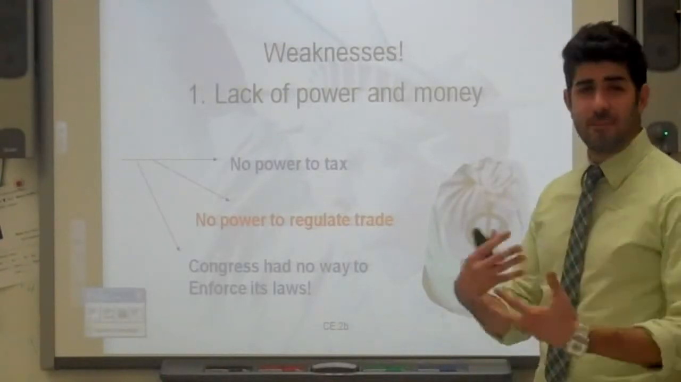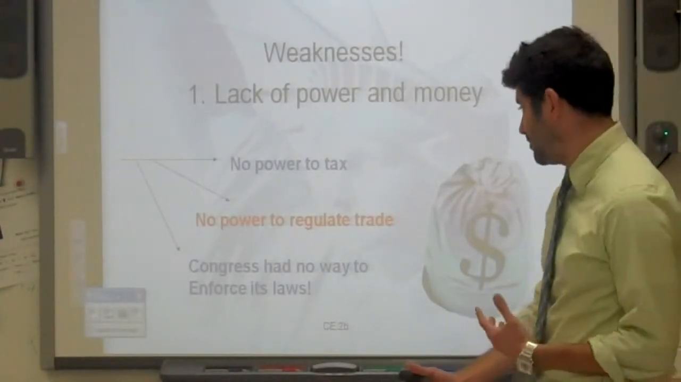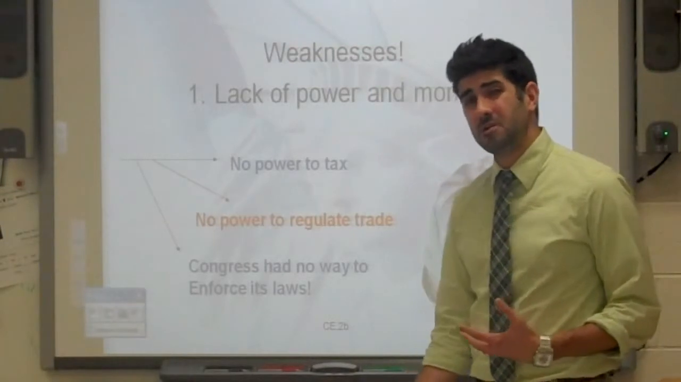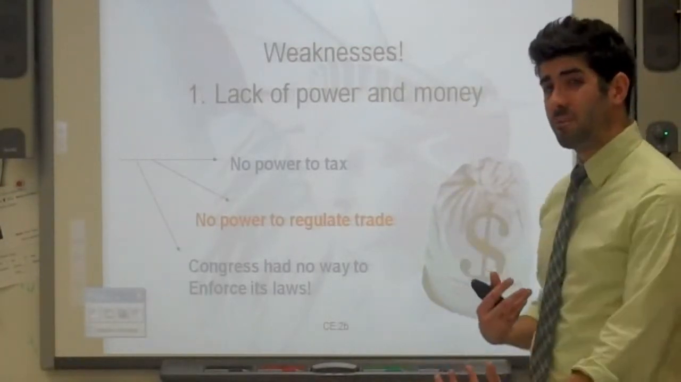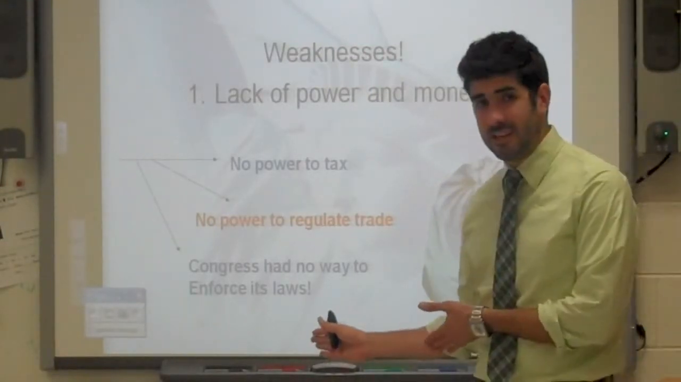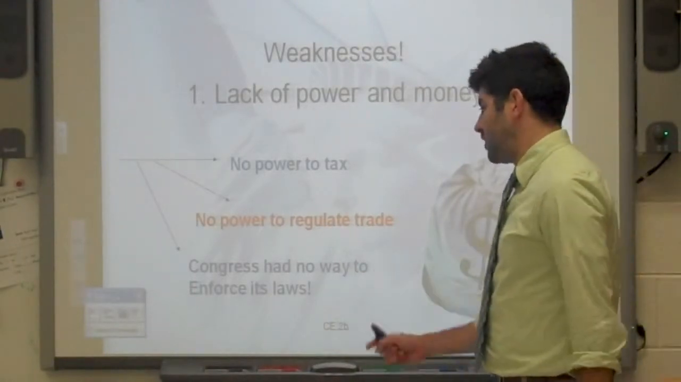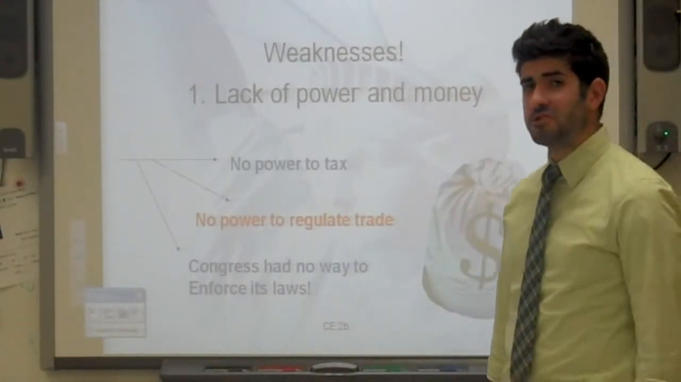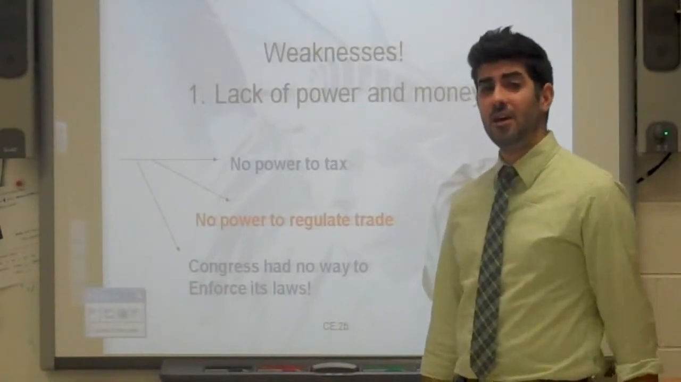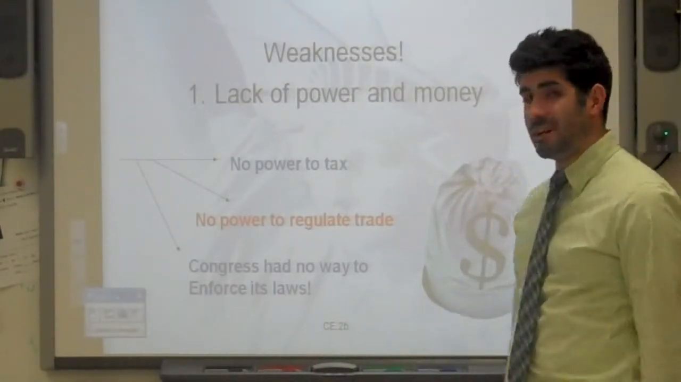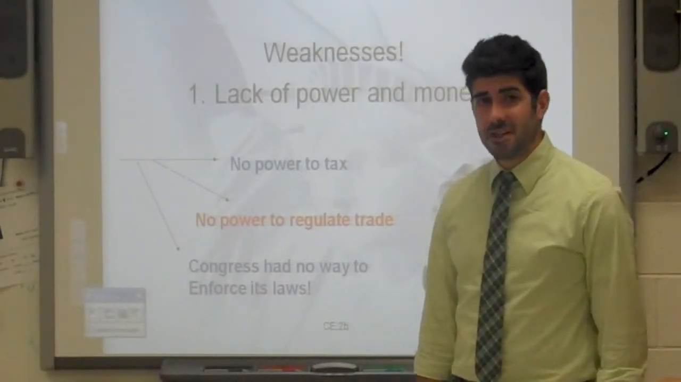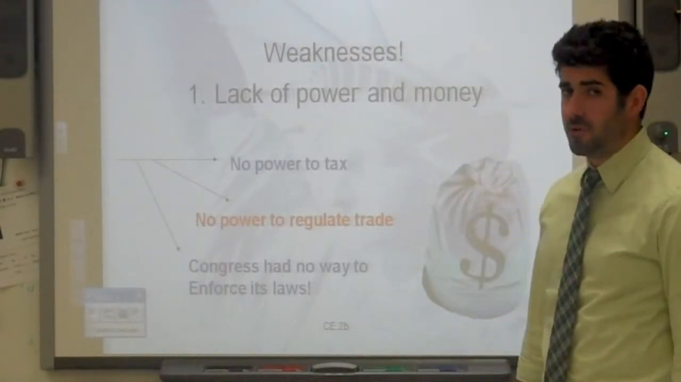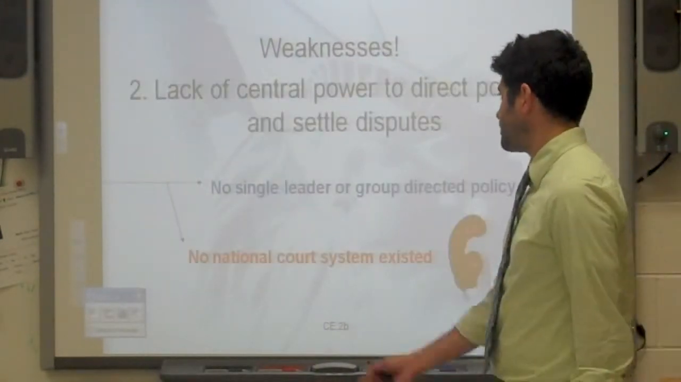So states kind of set up their own method, their own system. Every state had their own type of currency, which meant like your money was printed differently in New York than it was in Connecticut. Congress had no way to enforce the laws. Again, the states were the trump card. They had the final say over policy. So technically, if a state wanted to charge another state unfairly for their goods they exported, they could.